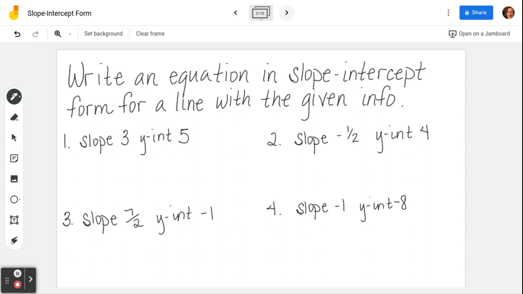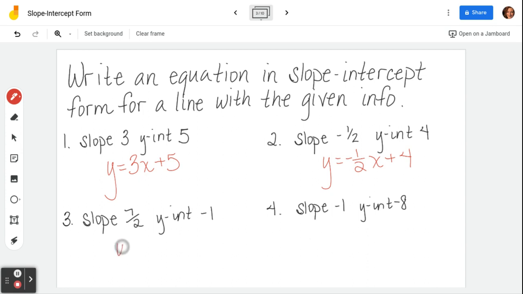So if I'm plugging this into y equals mx plus b, I need to start by writing y equals. Then for the m, instead of writing an m, I'm going to put in the slope. So 3, put an x with it. My y-intercept in number 1 is a 5, just a regular positive 5. So I put plus 5. That's it. Number 2, y equals, so the slope is negative 1/2. That means negative 1/2 x. Y-intercept is positive 4, so put a plus 4.